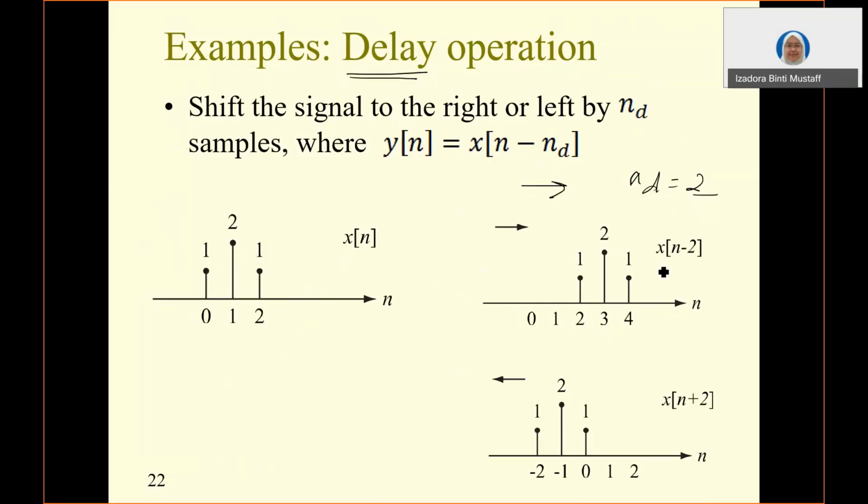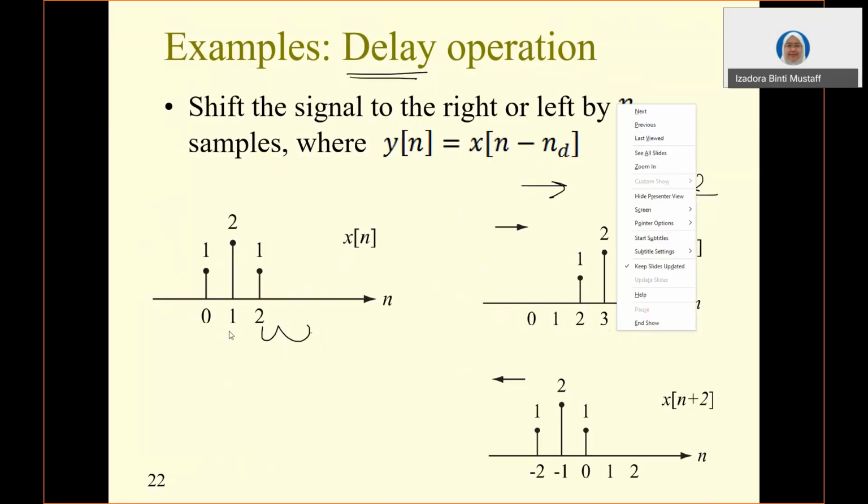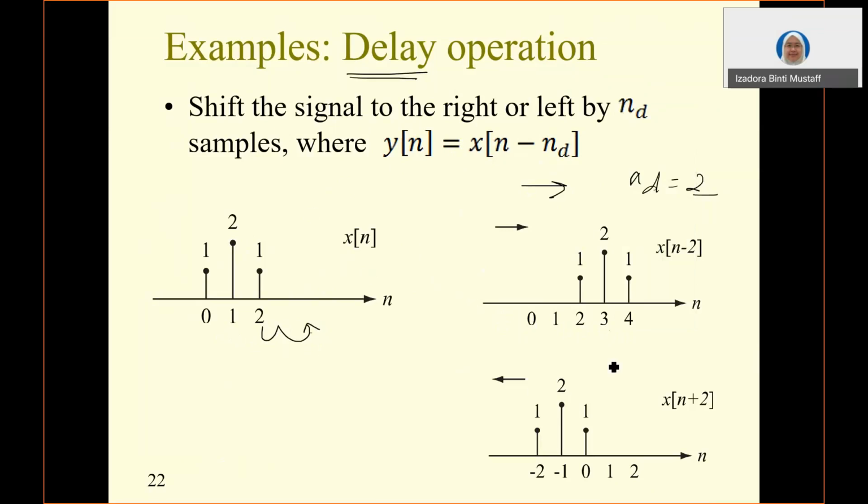So we shift this. This one we delay 2 times, 1, 2, so here it becomes 4. Then here we delay 2 times, 1, 2, so we have 3, and so on. So you have this delay. Now for advance, nd equals negative 2, which means we shift to the left by 2 samples. Okay, so that is the delay operation.